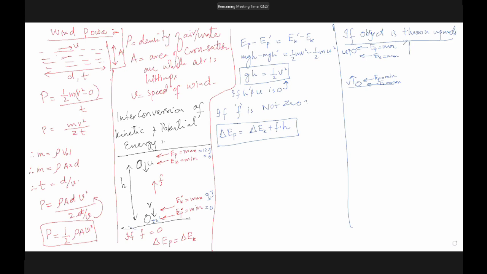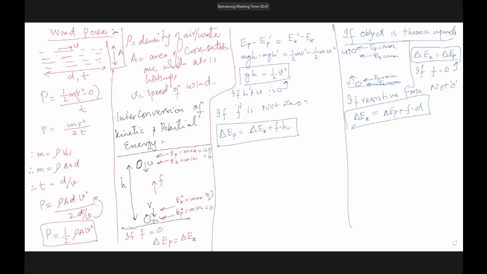Same thing. Now EK is converting into EP. ये कब होगा? If resistive force is 0, तो ये equation आ जाएगी. And if resistive force is not 0, so सारी की सारी kinetic energy won't be converted into potential energy. Part of it will be converted into work done against resistive forces.